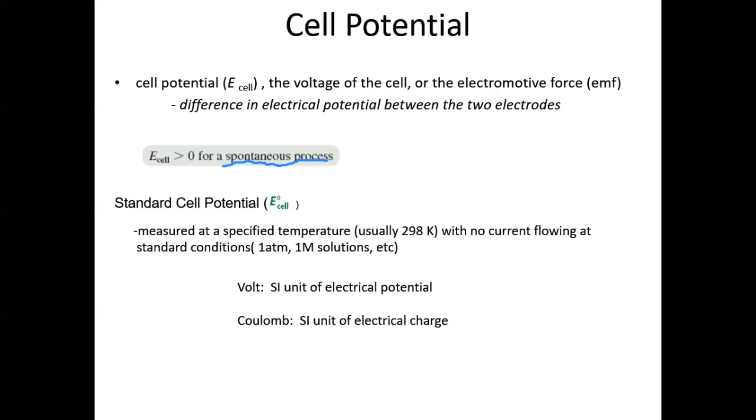The unit we use to talk about cell potential is the volt, which is the SI unit for electrical potential. Another SI unit involving electrochemistry is the coulomb, which we'll talk about later, but it's the SI unit of electrical charge. So we use these standard cell potentials to determine the cell potential of an electrochemical cell. So just to let you know, 1 volt is 1 joule per coulomb.